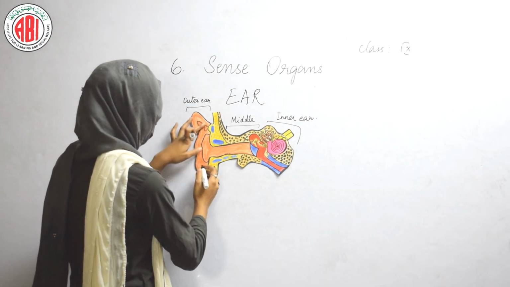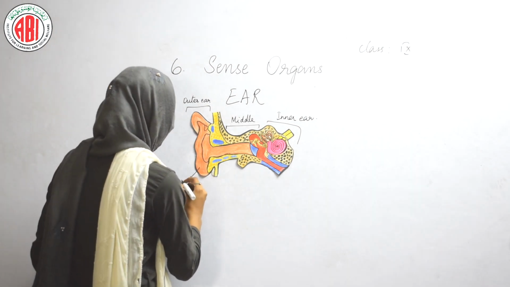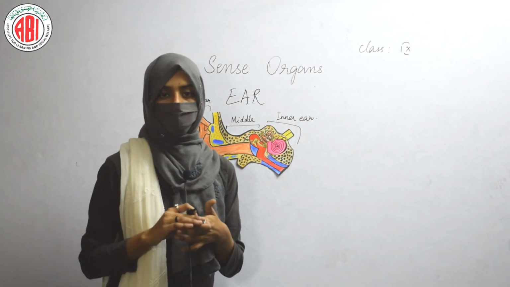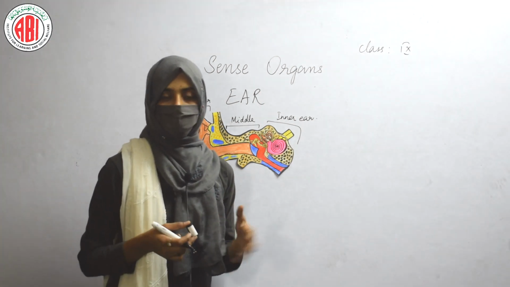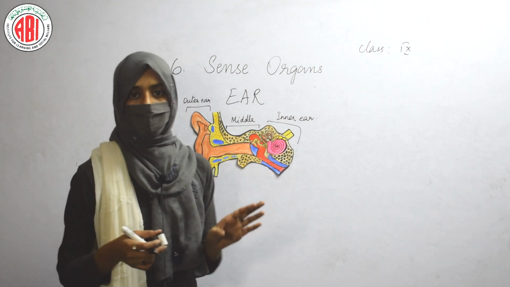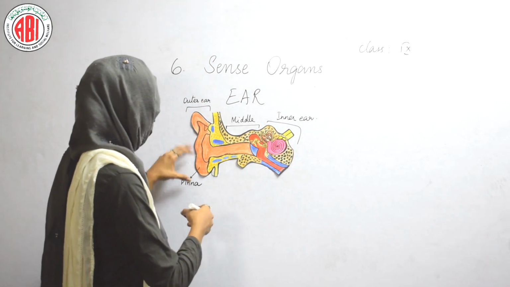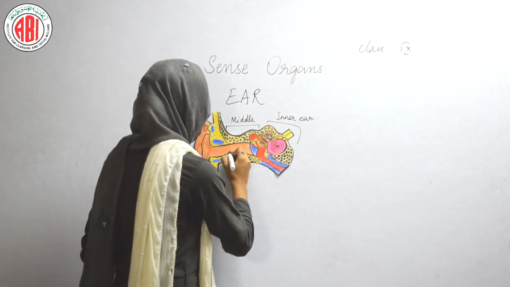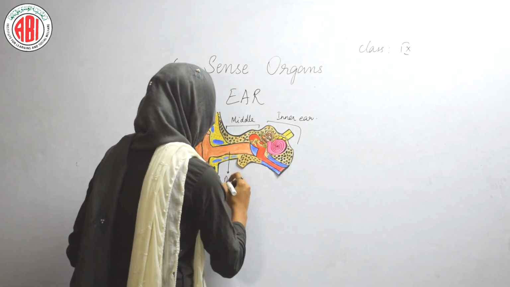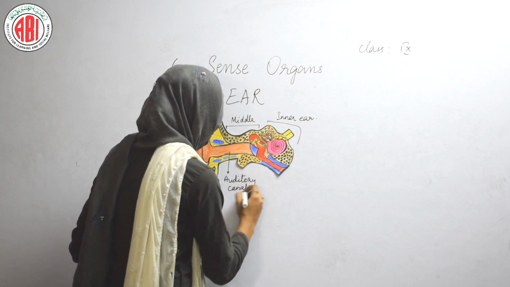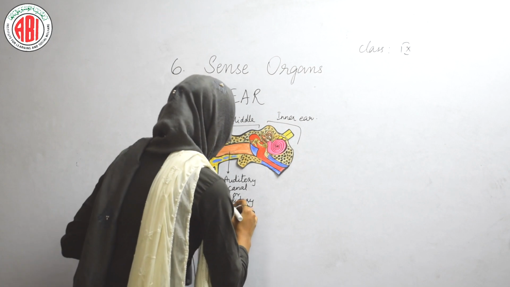The outer ear, which is located outside, is called the pinna, and it does not have any functional role to play in producing sounds. The function of the pinna is just to carry the sound waves into the ear. The pinna carries the sound waves into a canal-like structure called the auditory canal, which is also called the auditory meatus.